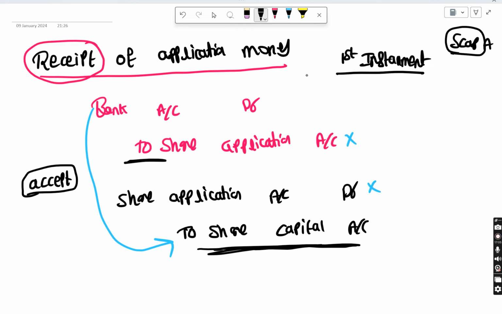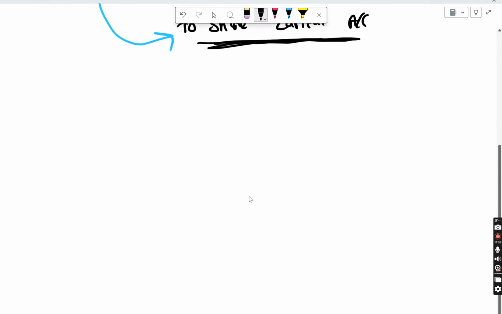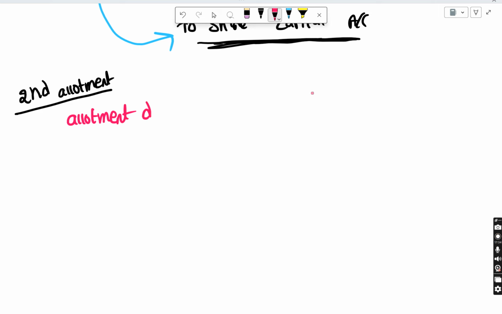This is the first installment. Now what is the second installment? Due entry. Again, come to our college example. Once the college accepts your application, they are going to allot one seat to you, and then they are going to ask for more fees. You just paid application money only. So after allotting, they ask for more fees. This is called allotment due. You did not pay money yet. They are just writing, I have to receive, the company has to receive.